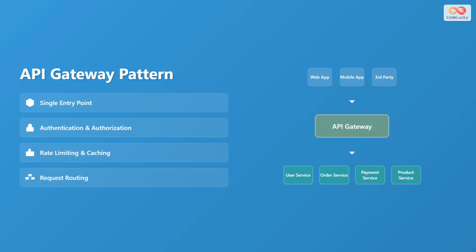The Application Programming Interface Gateway pattern offers several benefits, including a single entry point, authentication and authorization, rate limiting and caching, and request routing. Clients such as web applications, mobile applications, and third parties access the microservices through the API gateway. The gateway then routes the request to the appropriate services, such as user service, order service, payment service, and product service.